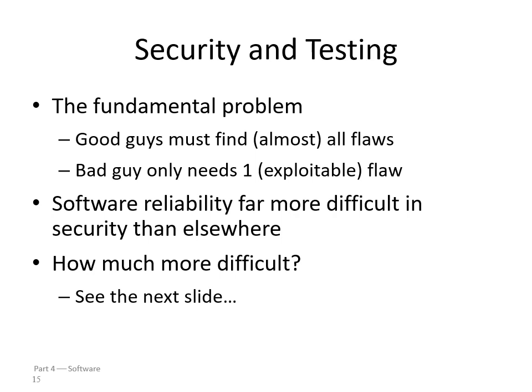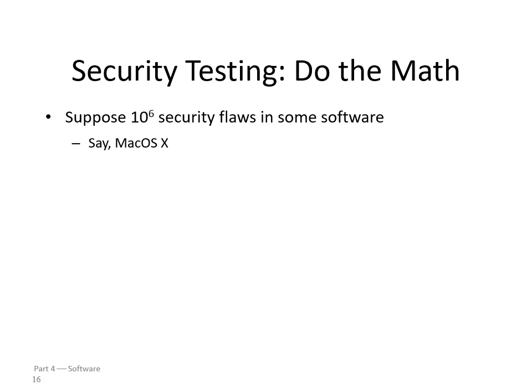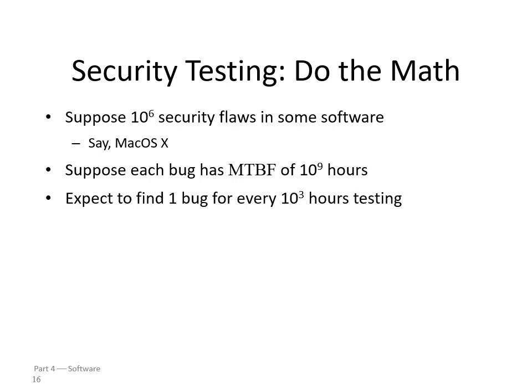So how much more difficult of a problem is this? Well, let's do the math. Suppose you have 1 million security flaws in some piece of software. I'm tired of beating up on Windows, so I'm going to pick Mac OS. Suppose there's 1 million security bugs, and there might be. We don't know. There's 20 million lines of code, so it's not unreasonable. Suppose each one exposes itself after 1 billion hours of testing. That's the mean time between failures, so you need to do a lot of testing to find this.